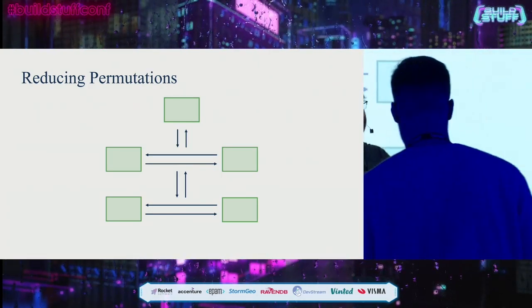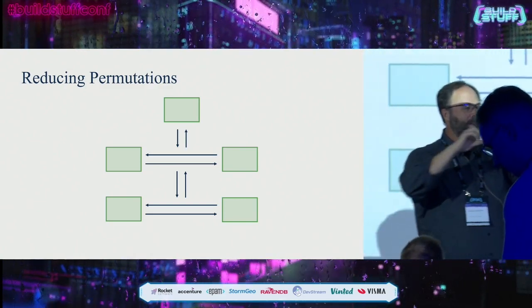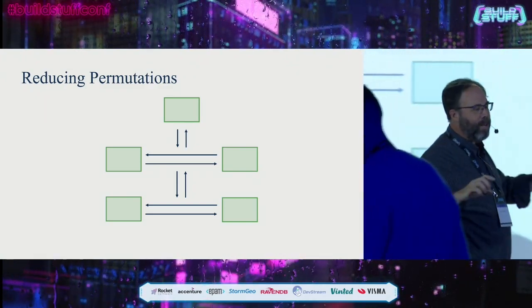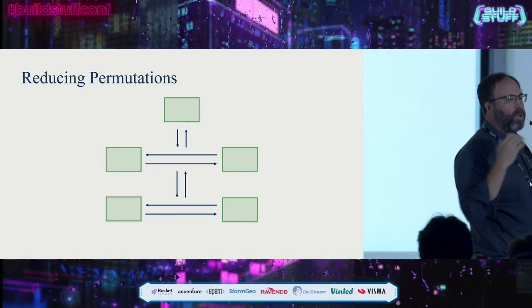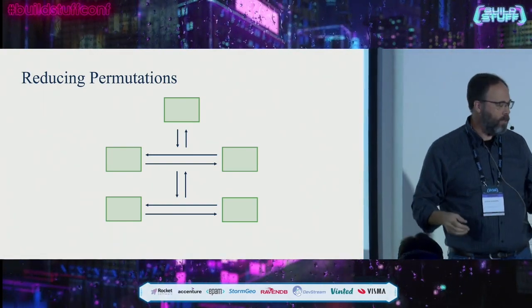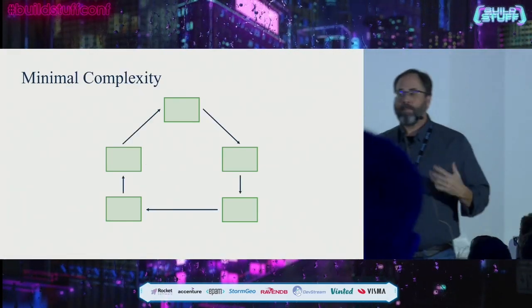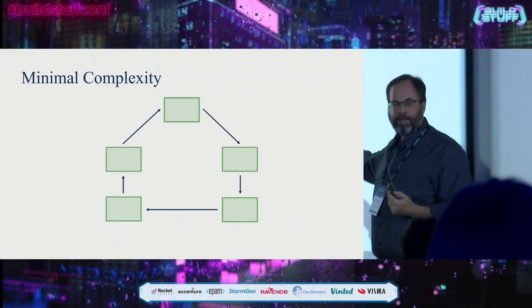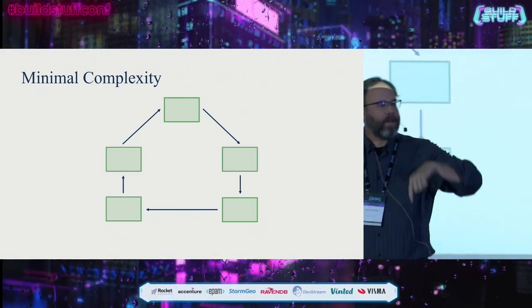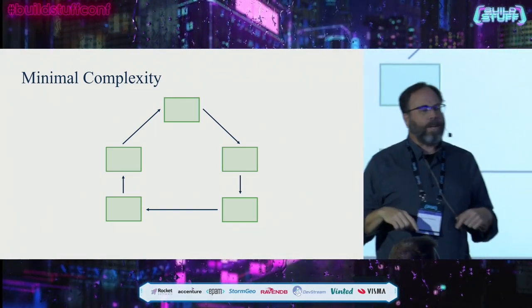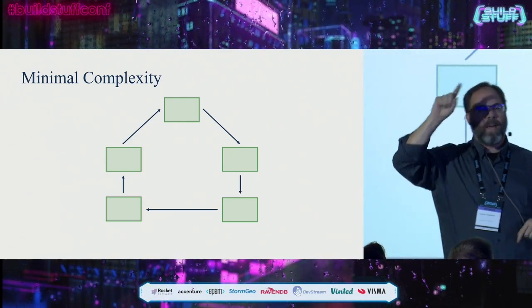Classic 3-layered architecture: UI, business logic, data. We're trying to reduce the number of connections, simplify things. Does anybody recognize what this is? Same 5 things. CQRS, separating commands and queries.